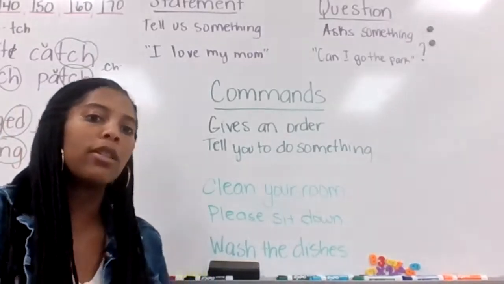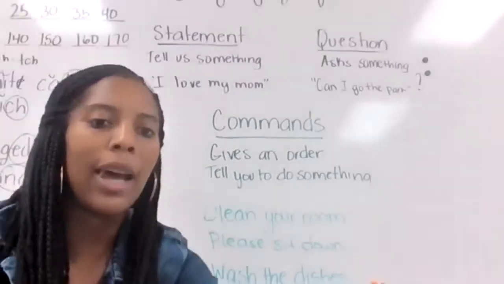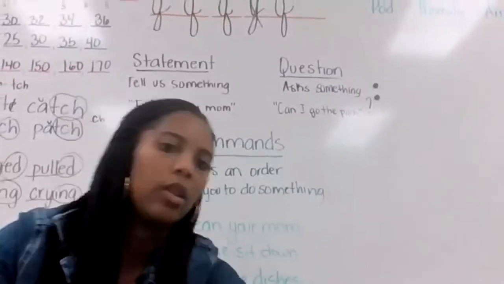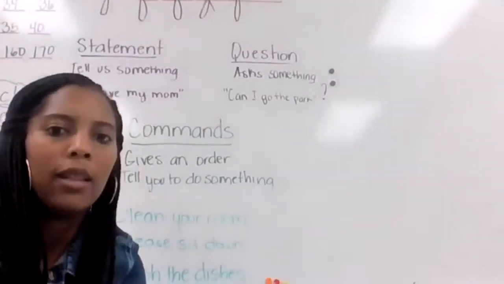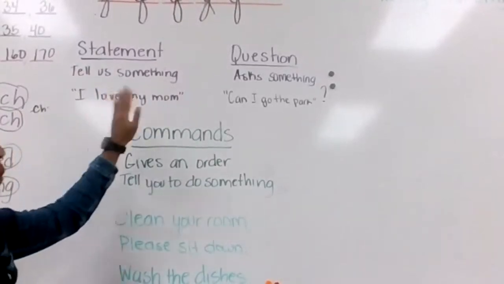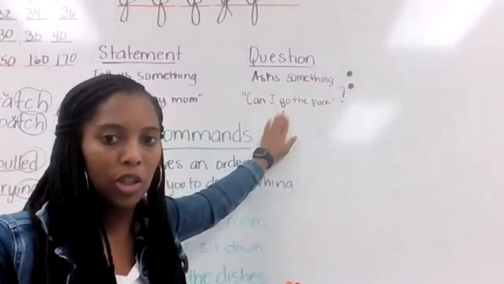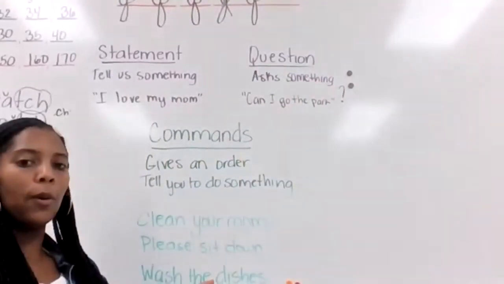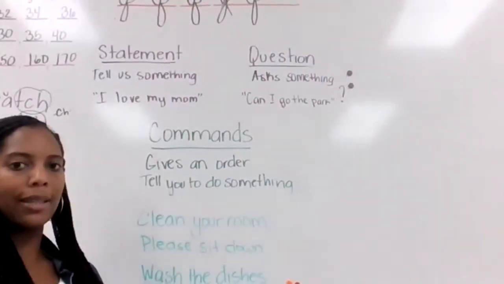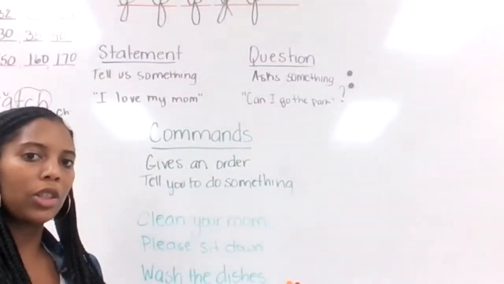So we'll practice some more tomorrow. I just want you to get this written down. If you could, get a paper so that you'll have this on hand whenever you need to practice which one is which. So I have this up here for you to write. You'll write statement. It tells us something. Write the example I gave. Then you'll write question. It asks something. Then you'll write the question sentence. Then we'll write the new part, which is called commands, which give you an order or tell you to do something, and write the examples. So I'll give you a few minutes to get all of this written down so that you know which type of sentence is which.